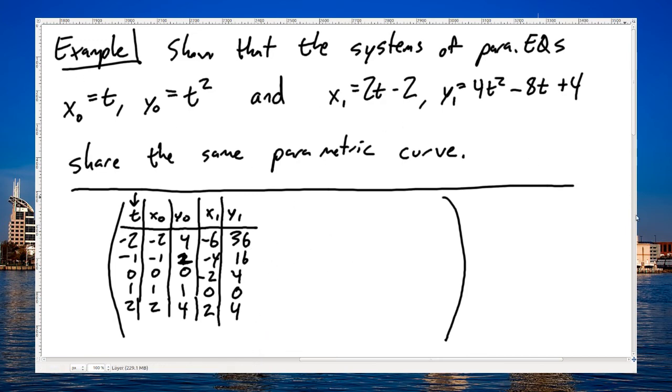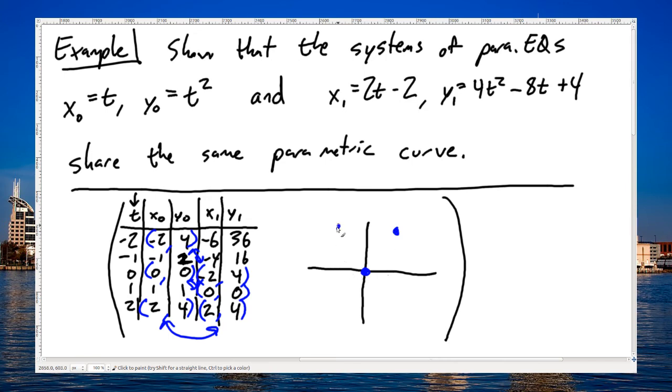What I want you to notice is that while I didn't get the exact same values everywhere, I did here, so these two ordered pairs are exactly the same. And these two ordered pairs are exactly the same. And these two ordered pairs are exactly the same. So I can plot both of those on the xy plane. Like so. I got 0, 0 is on both, 2, 4 is on both, -2, 4 is also on both.